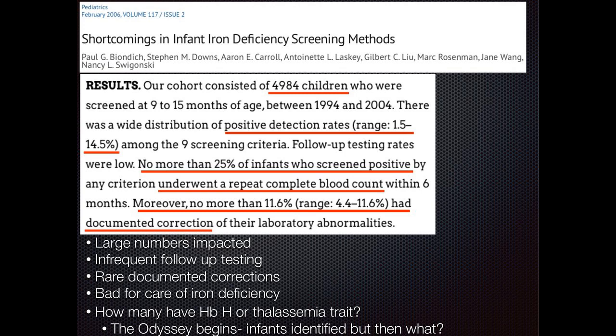Moreover, only about 11-12% were shown to have a documented correction. So a large number of infants are impacted. There's infrequent follow-up testing. It's rare to show documentation, and often people get iron and there's no follow-up.